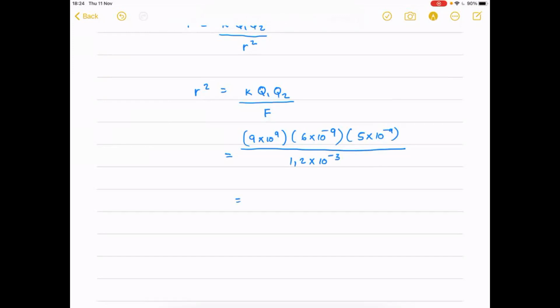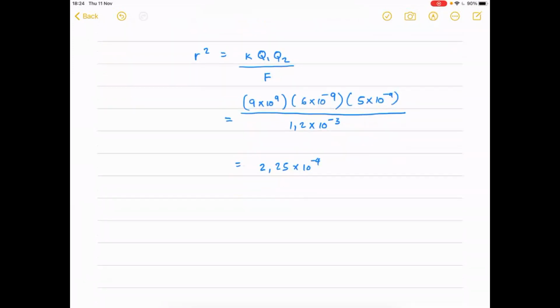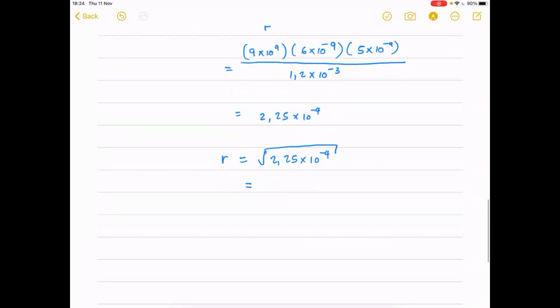Okay, when I did that, I got 2.25 times 10 to the minus 4. And so that's R squared. So then R was just equal to the square root of that. Okay, so maybe again, I'm writing too many steps just to show you what we've done. You don't have to write as many. Okay, and you get 0.015 meters. Okay, so that is the value of R, the distance between the two spheres.